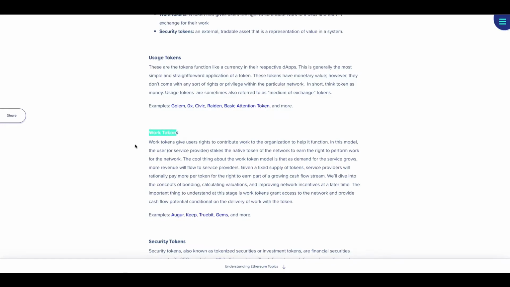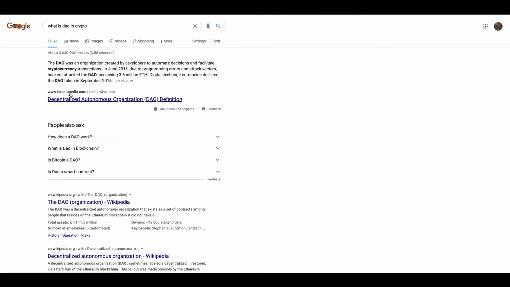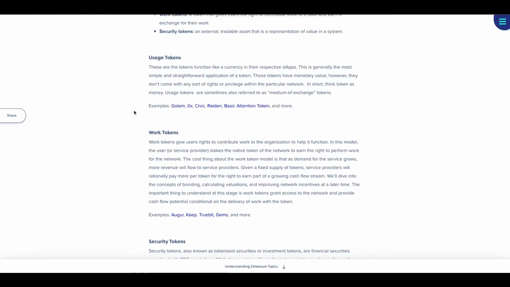The other type of token is work tokens. These tokens contribute to an organization, and these organizations are called decentralized autonomous organizations. With work tokens, the user, you, will stake your coins. So this is proof of stake in that token's blockchain. And you, the user, will earn the right to perform work in the blockchain. Within these work tokens, as the demand for the service grows, more money will flow into service providers. So as the work token becomes more popular, you, the user, will gain more money over time.